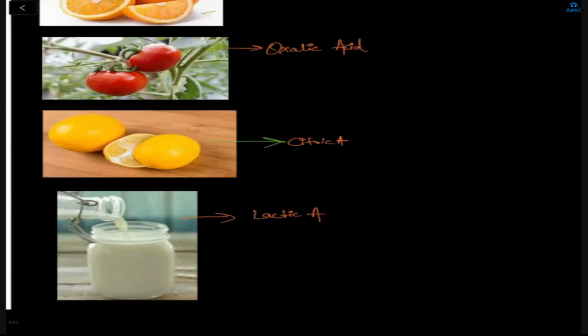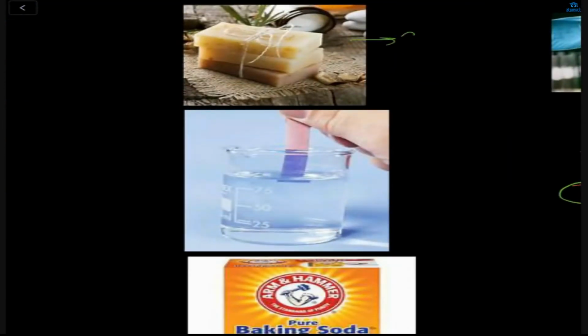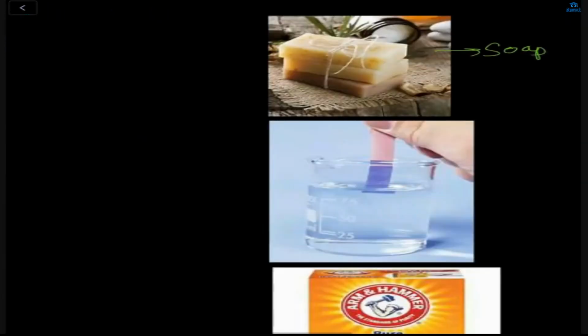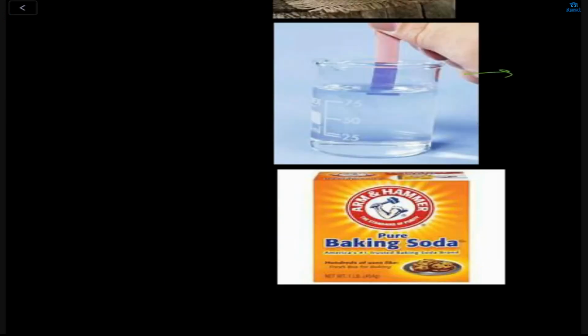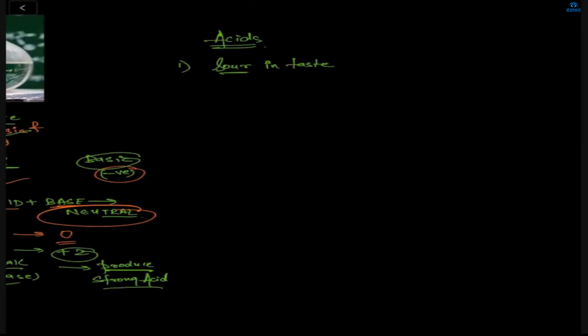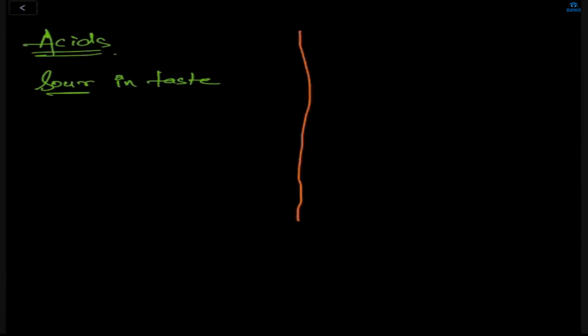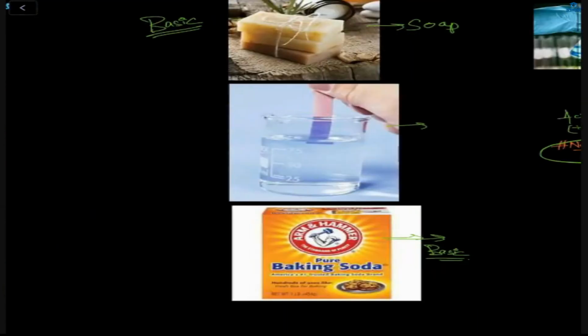After oxalic acid, what is next? Okay, so now what is this? This is soap, and these are all acids, acidic, and these are all basic. No, sorry, this is different. This is baking soda. So baking soda is again basic. Okay, this is the litmus paper. Litmus paper is used to test whether the chemical is basic or acidic. Basic is bitter in taste. Now, you already know the examples of acids. These are the examples of basic.